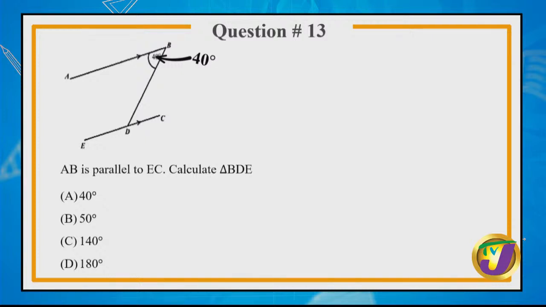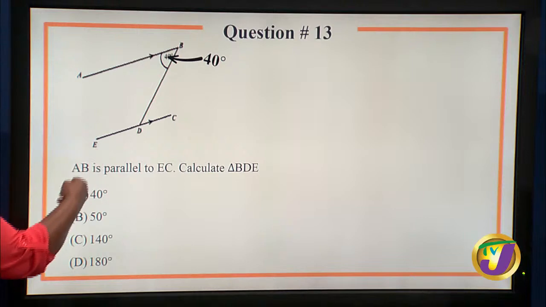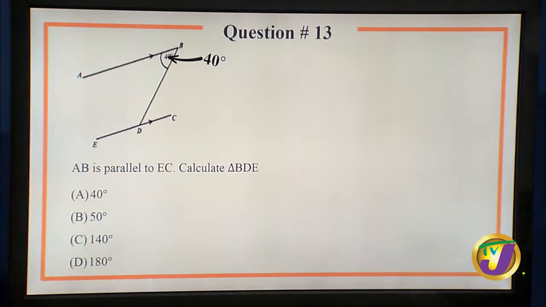Highlighted for you, we see that angle B is 40 degrees. The information we had is that we have parallel lines. So what we need to do is to identify the pair of parallel lines, and we see AB and EC. Those two lines are parallel, right? And then observing the diagram carefully, you will notice that it is intersected by a transversal BD, forming the angle 40 degrees right there.